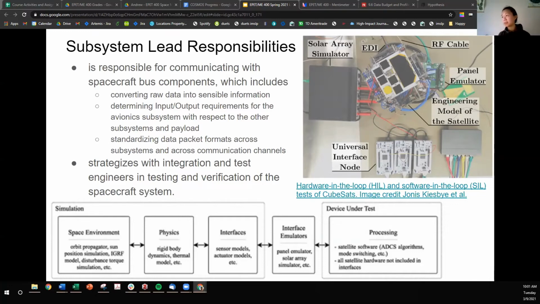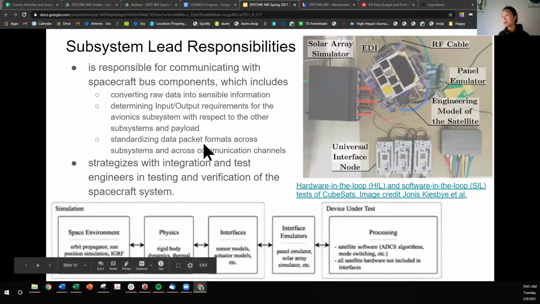We'll talk about that next lecture, but some examples are like USB or UART, I2C. Those different connections have different physical connectors and can also have different message formats. Another responsibility is standardizing the data packet formats across subsystems and across communication channels. So I just mentioned that different connectors like UART, I2C, they have different message packet forms. So when these packets get to the data bus, the data package should be standardized.